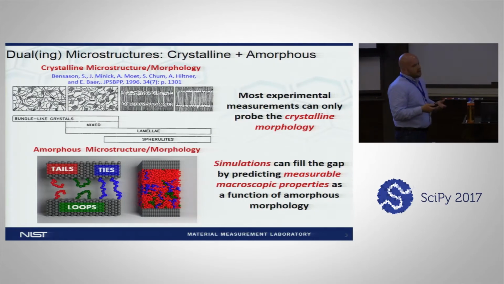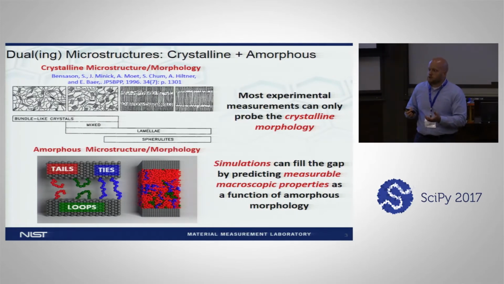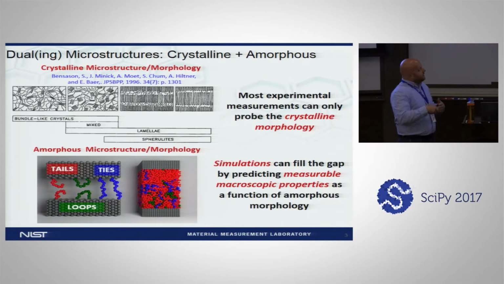What's particularly frustrating is that if you look at the theoretical descriptions of these materials, this amorphous morphology is what is most important in describing the mechanical properties. But we can't measure it. There really aren't a lot of good solid metrologies that we can employ to understand what this amorphous microstructure is like in a real material. So this is where we turn to simulations, and this is what I'm here to talk about.